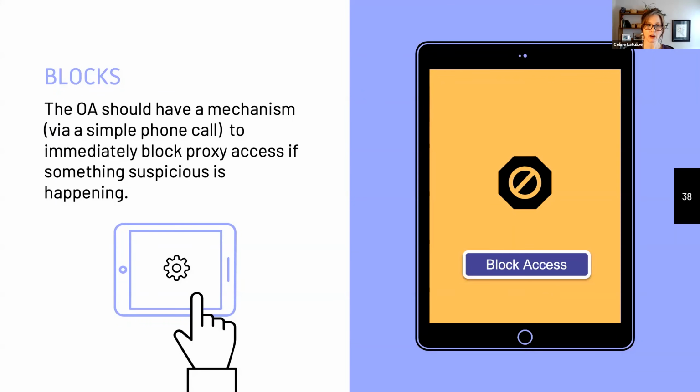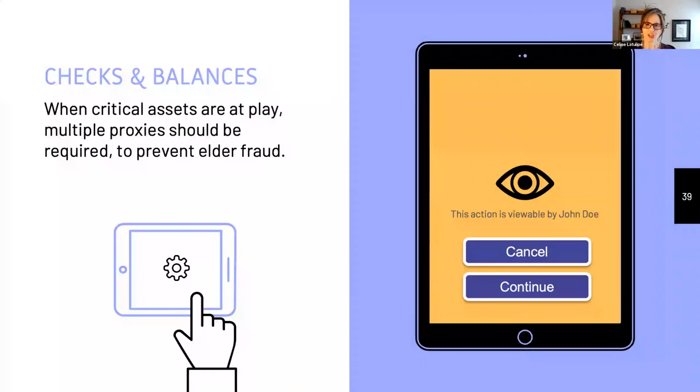And then also blocking. So we think that older adults, if they suddenly get suspicious that the person who they've given proxy access to is doing something malevolent or fraudulent, they should be able to, with just a simple phone call, immediately block access to that account by that proxy. And then checks and balances.